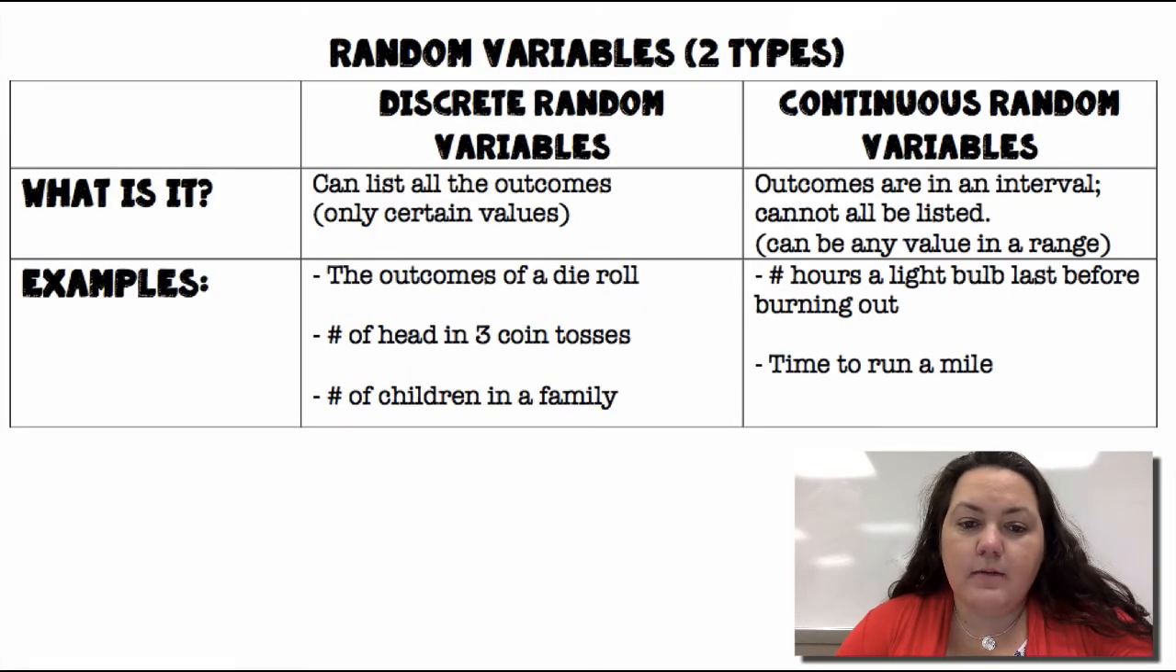All right, there are two types of random variables, discrete random variables and continuous random variables. Discrete random variables, we can list all of the outcomes, so there's only certain values that are possible. For example, the outcomes of a dice roll, the number of heads in 3 coin tosses, the number of children in a family. Continuous random variables can be any value in a range. So we're not going to be able to list all of the possibilities. For example, the number of hours a light bulb lasts before burning out, and the time to run a mile. So there's going to be decimals.